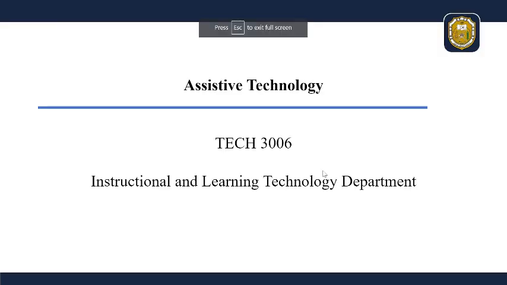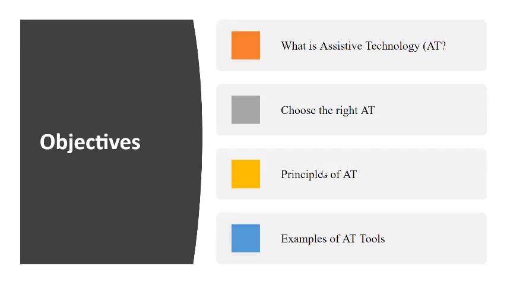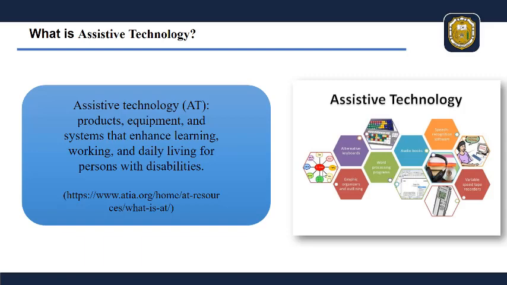Hello students, in this video I'm explaining the new topic, which is assistive technology. So we'll learn about what assistive technology is, how we can choose the right assistive technology, what the principles of assistive technology are, and then we'll learn about some examples.